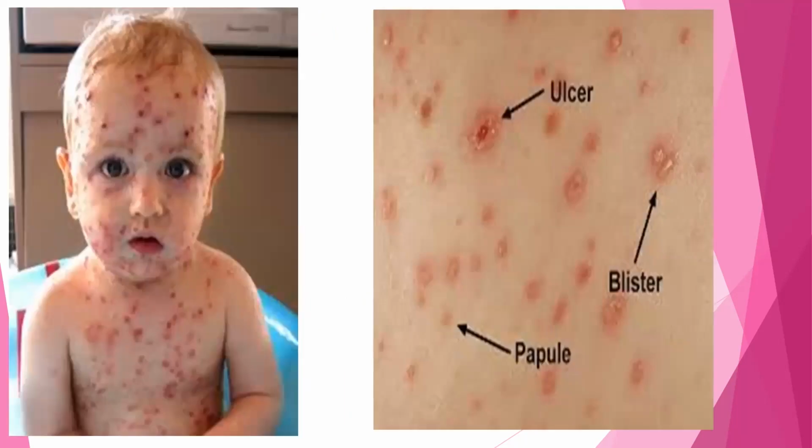This is a complete picture of chickenpox. You can see the different types of lesions present in the baby: crusting, ulceration, erosion, and if you enlarge, you can see a papule, a blister, which is the typical dewdrop on petal appearance, and an ulcer all in one go.